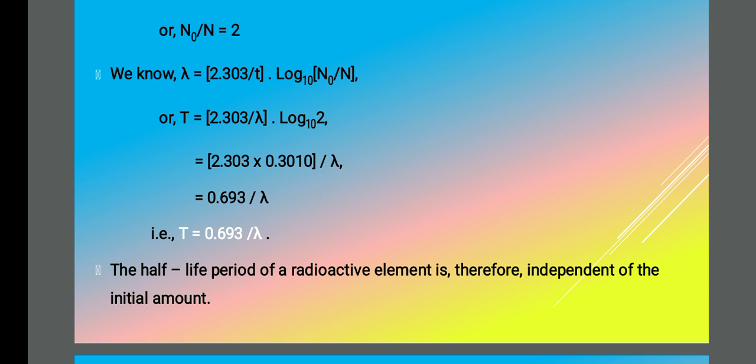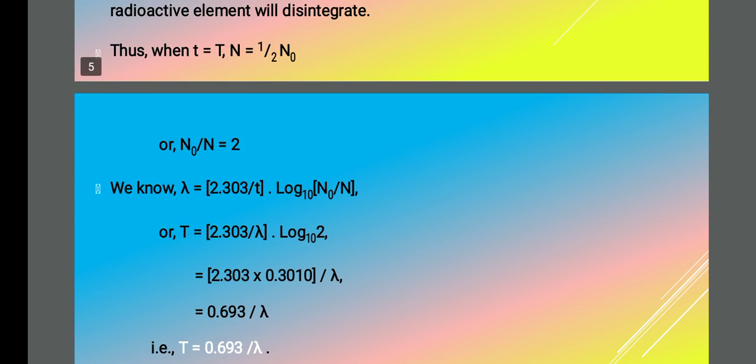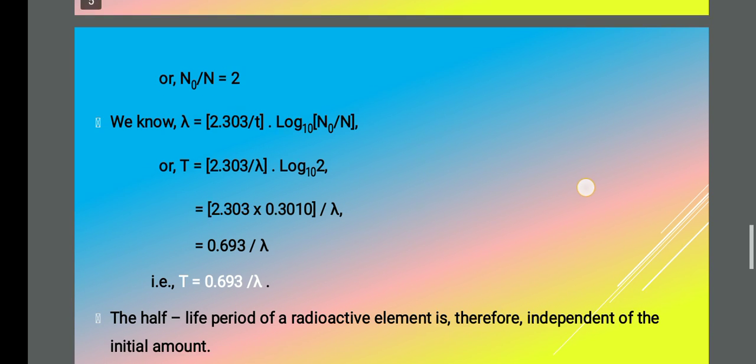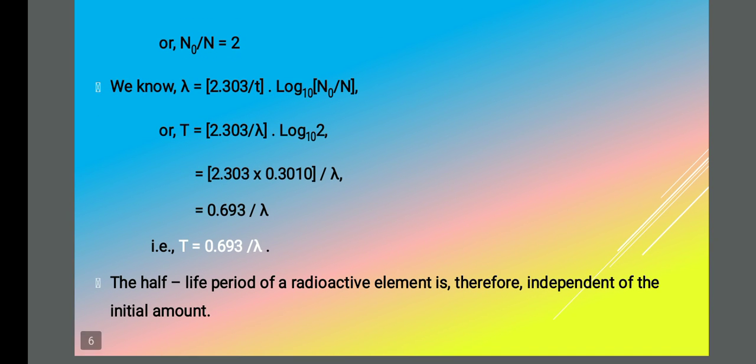So what I mean by half-life period is, half-life period is the time required for half of the substance to disintegrate. That we call as half-life period. And to calculate half-life period in the form of an equation, we have to substitute t is equal to capital T, or you can put t half, and n is equal to n0 by 2. Substitute in the previous equation that we have derived. So we get lambda is equal to 2.303 divided by t into log n0 by n.